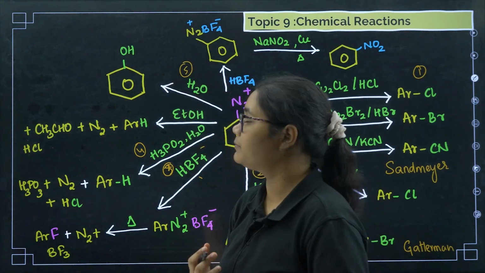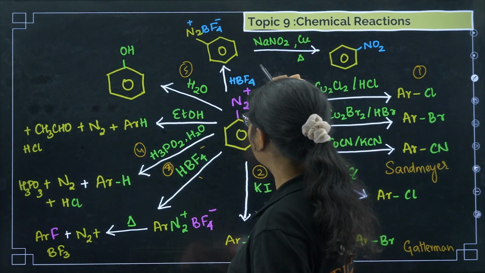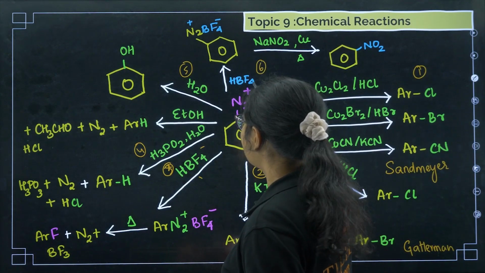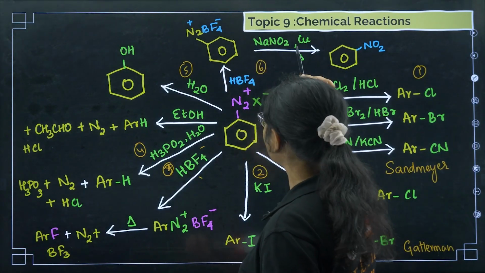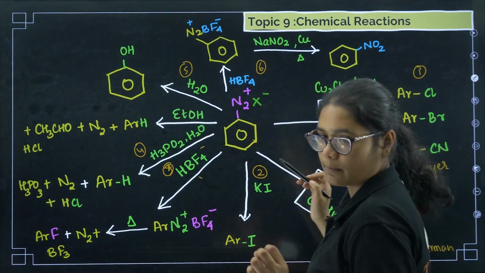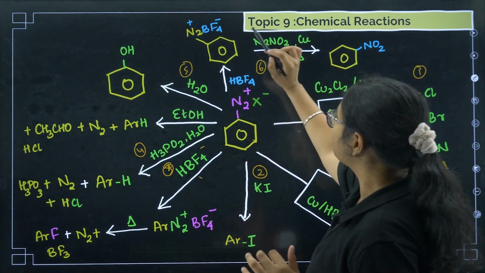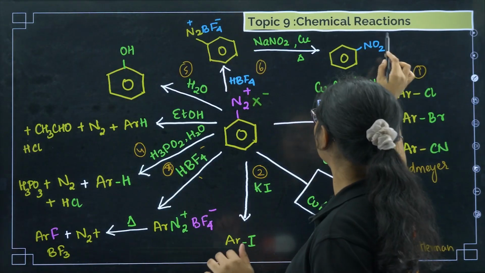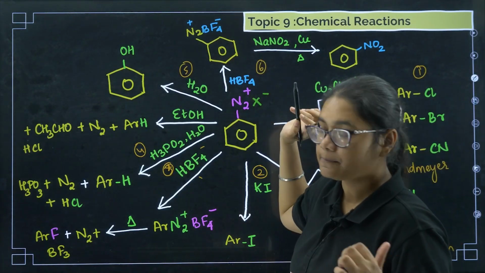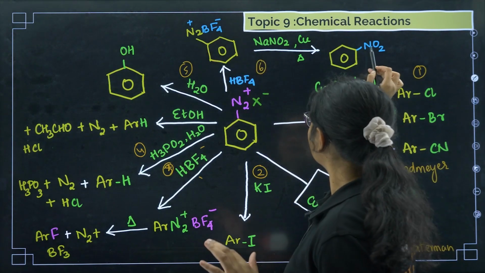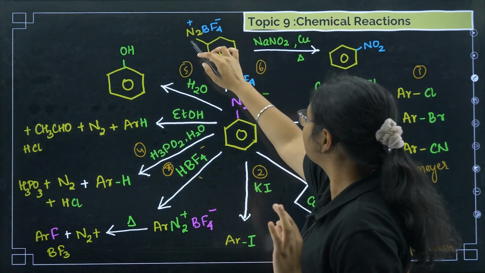Okay, phenol group can be produced here. Now, for the sixth one, with HBF4 you get N2 plus and BF4 minus. Next, if you heat it with NaNO2 and copper, you will get NO2. So you will get the NO2 group here. Clear? This will give you the NO2 group. So that is how you can replace the N2 group with NO2.